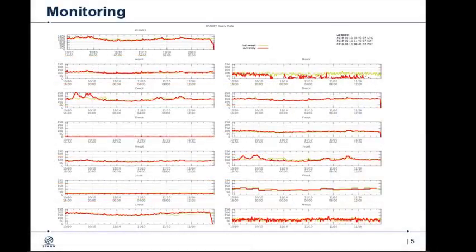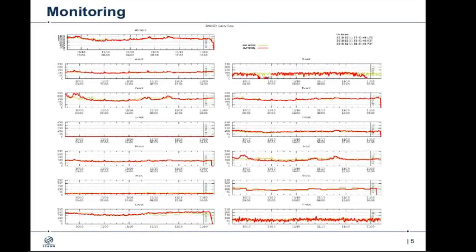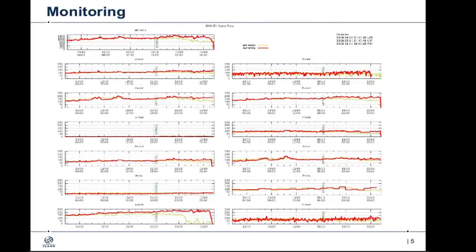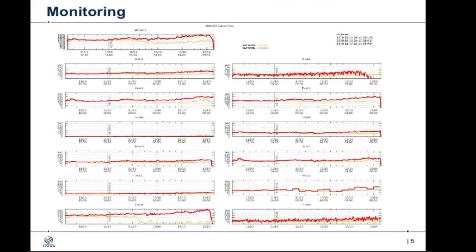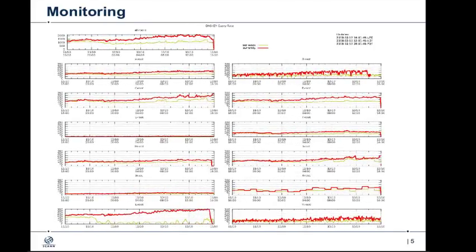I don't know how to. This is an animation. I don't know how to hit play on here. Does that make it go? That makes it go. There we go. All right.